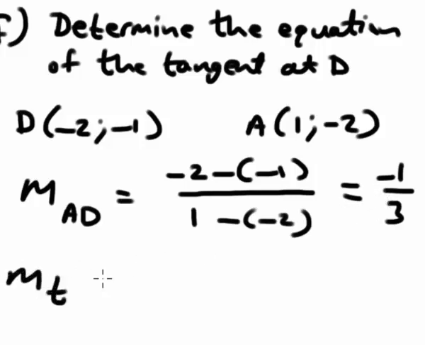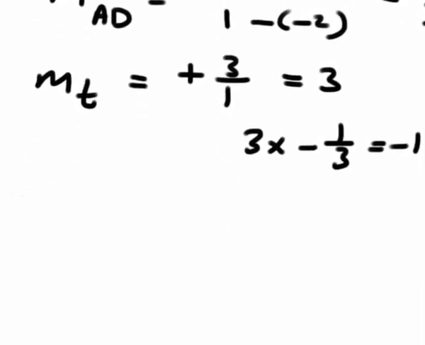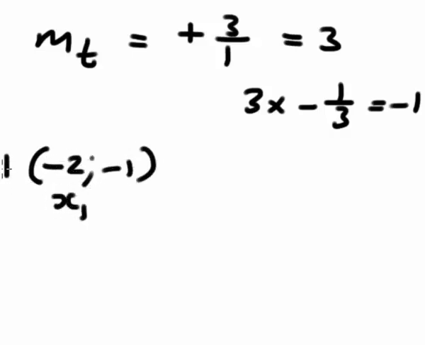What's the gradient of the tangent? Positive 3 over 1, which is 3. You swap those around and change the sign. 3 multiplied by -1/3 is -1. So the gradient of the tangent is 3. If you look at the point D, which is -2, -1, that's your x1 and your y1. There's a point, and your gradient of the tangent is 3.